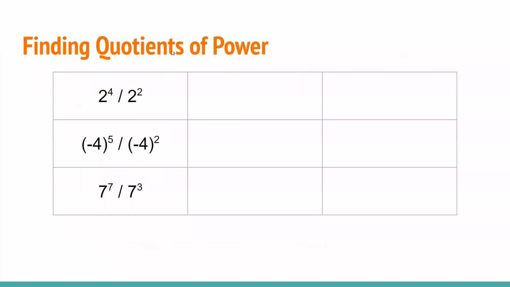So today is specifically about finding quotients of power. So quotient, if you guys remember, means division. So these are all going to be division problems. There's going to be division in there. And so the first thing that we should do, because we don't know what the rule is yet, is to expand these out. So I've got 2 to the 4th over 2 to the 2nd.